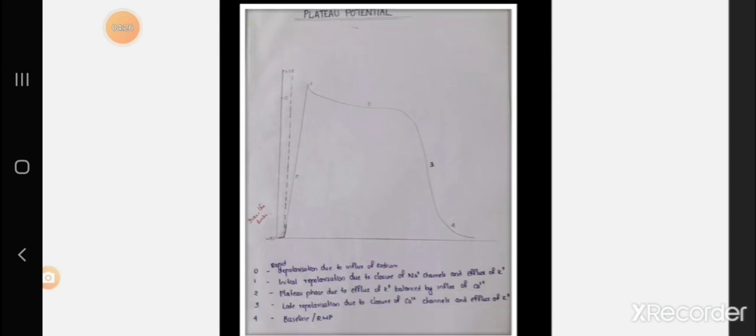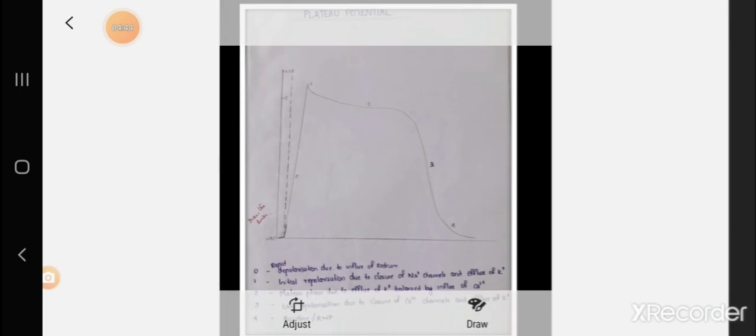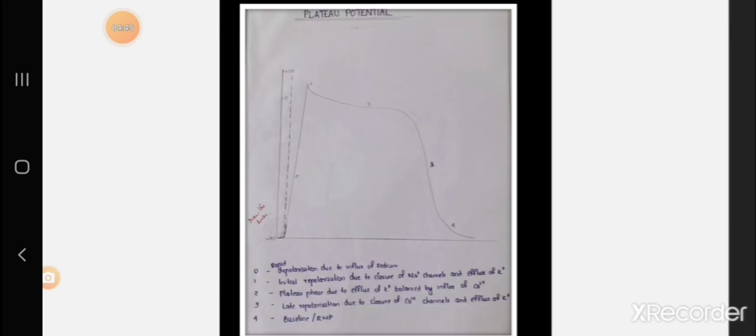Okay, now next is phase 2. In phase 2, you can see the potential barely changes. There is not much change. It's more like a straight line. So there is an influx and efflux of a positive ion, and they got balanced with one another. A positive ion is going inside and a positive ion is going outside. Likewise, it got balanced. So which positive ion is going outside? K plus is already going out, so that's the positive ion going outside.